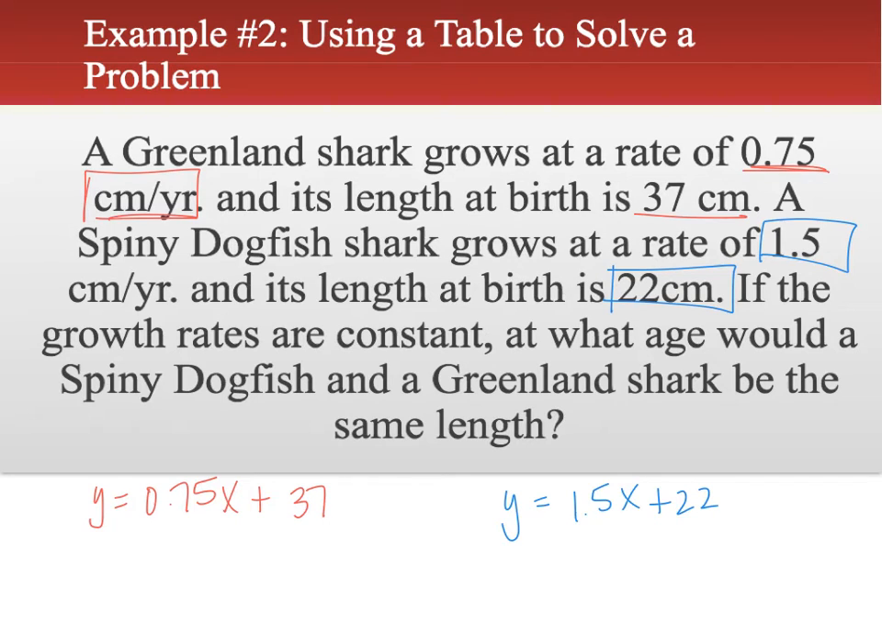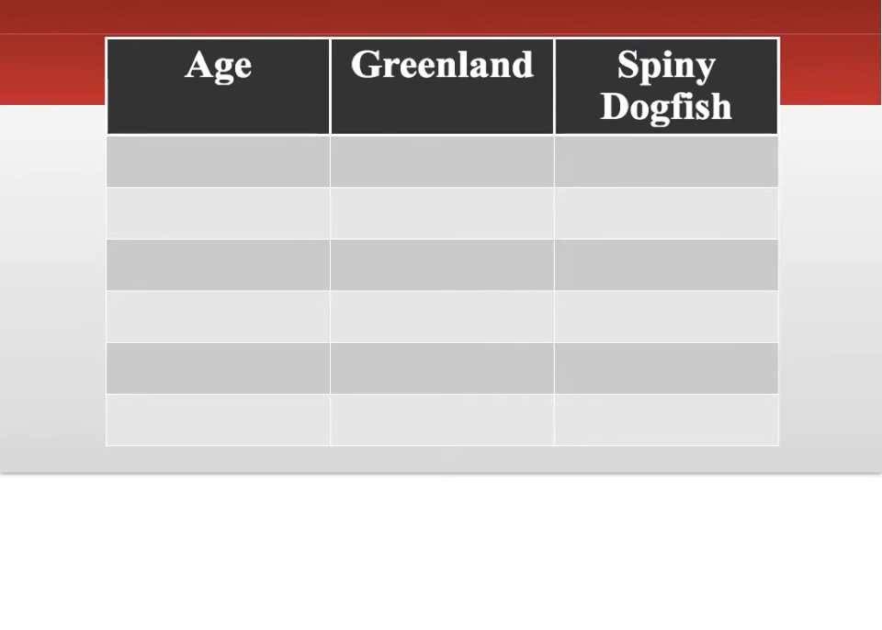So we're going to use that information to create our table on the next screen. So again, let's remind ourselves of those equations. For the Greenland shark, we'll have y equals 0.75x plus 37. And the spiny dogfish is y equals 1.5x plus 22.